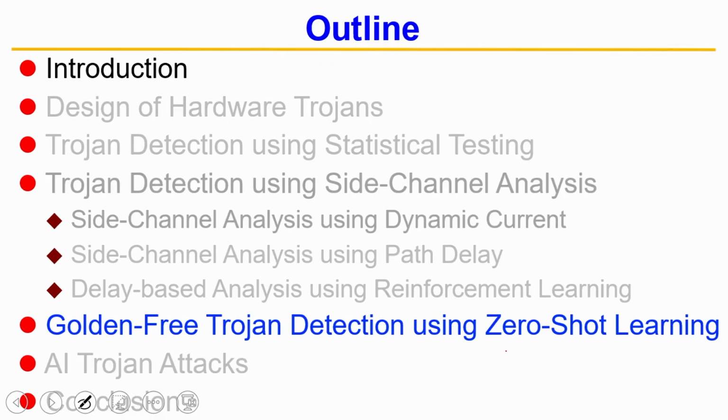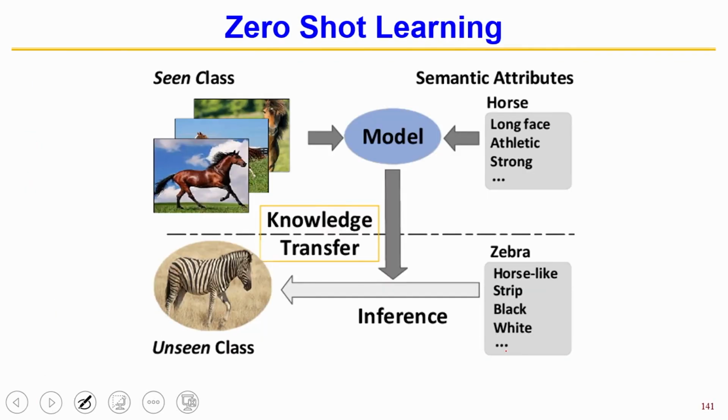Now, I want to talk about golden free Trojan detection. So, there are two techniques I want to talk about, and I am going to talk about zero shot learning. Maybe another technique, let me just create a W here.